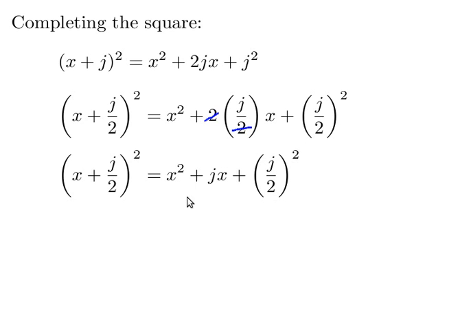So let's take a look at a different situation. What if we're given just this, x squared plus jx? But let's go on. I'm going to clear this off, and let's go on to what if we're given.